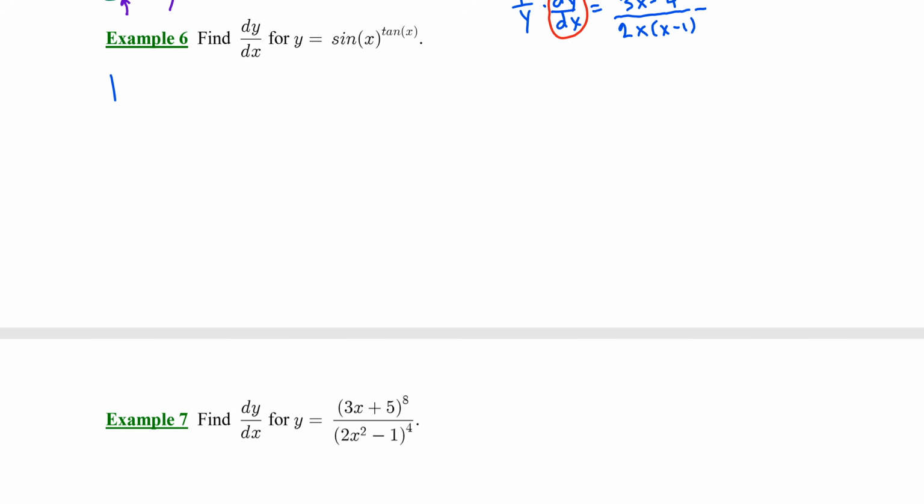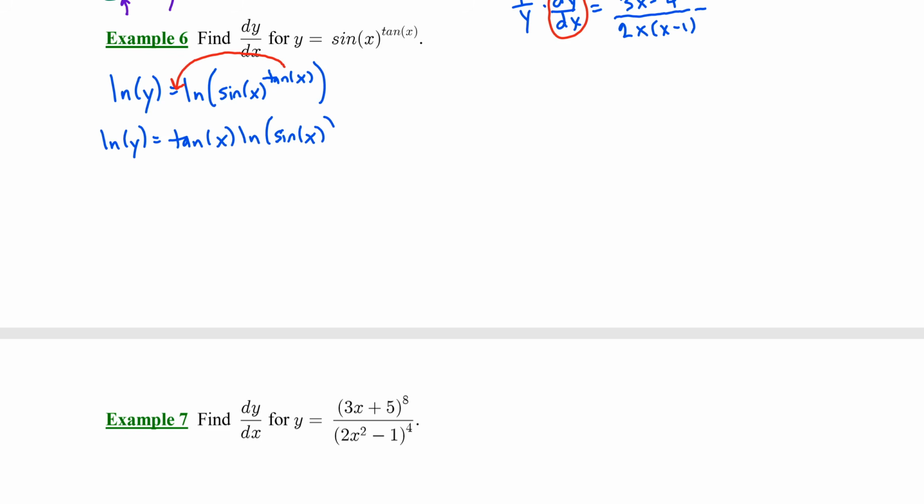So remember, we're going to start with some algebra. We're going to take the natural log of both sides. The presence of that natural log allows me to apply a logarithmic property, which says I can move the exponent of an argument down in front as a coefficient, so that we obtain tangent of x times natural log of sine of x. So we are using the logarithm to break apart the exponent from its base. We've moved it down in front as a coefficient. Now we can differentiate both sides with respect to x.